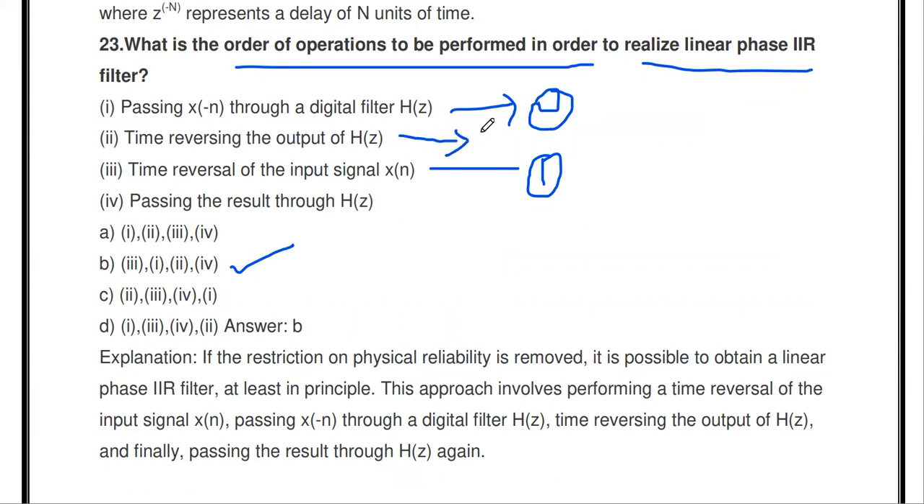After obtaining the output, we have to take a time reversal once again, then pass the result through H(z). This is the fourth step. So these are the order of things we have to do in order to realize the linear phase IIR filter. First, we make a time reversal of the input, then that time reversed input is passed through the digital filter, then we make a time reversal of the output, then pass the result through H(z).